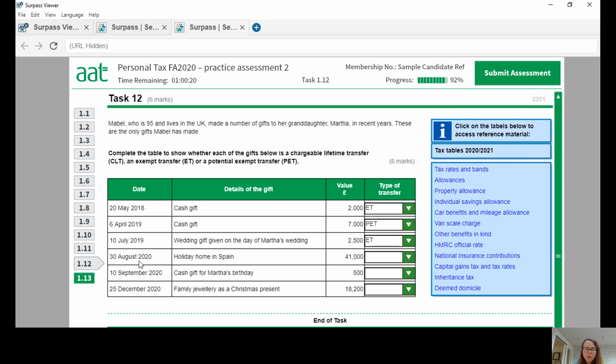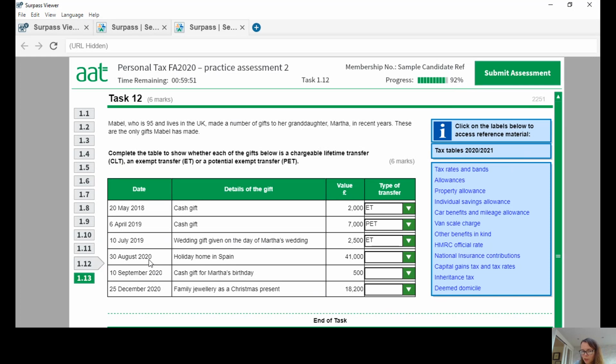Right, 30th of August 2020. So we're now in the tax year 2020/21. Gosh, she's given away a holiday home in Spain. So can only use some annual exempt amounts which aren't going to really touch that. We do, oh, actually it is relevant though, because we're in the tax year 2020/21.